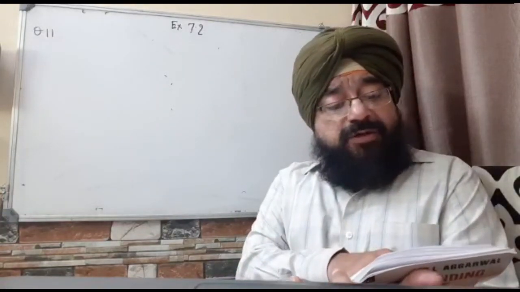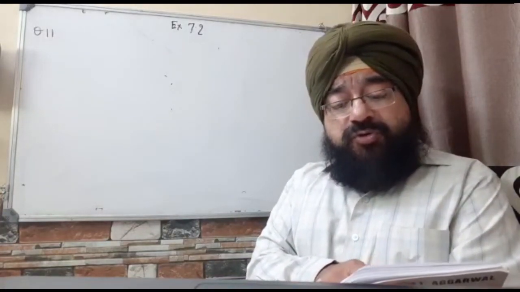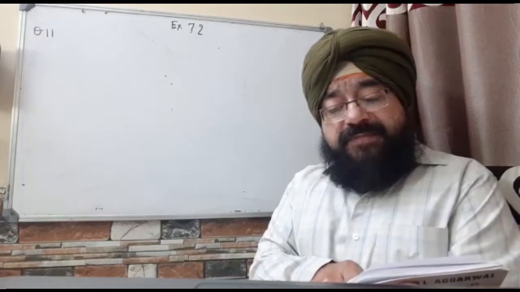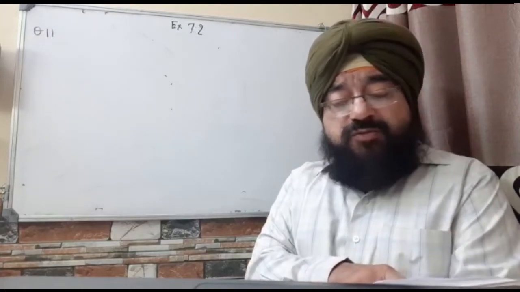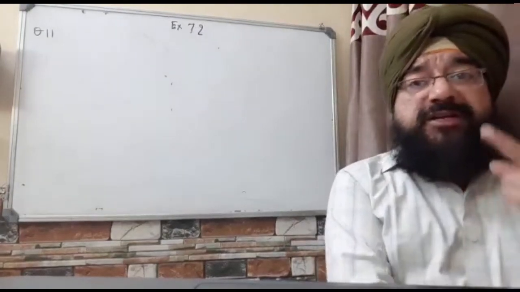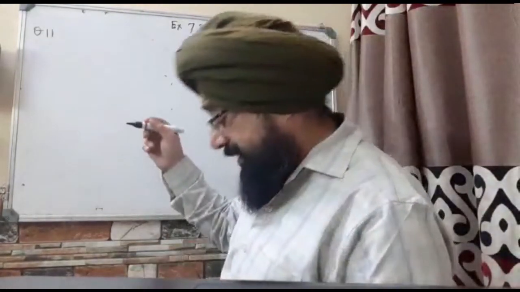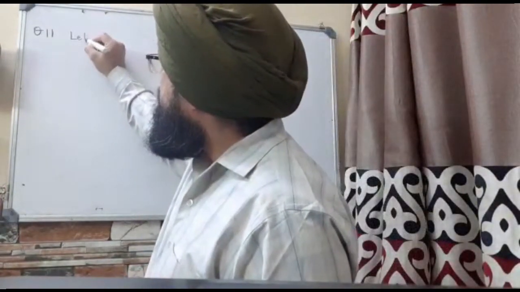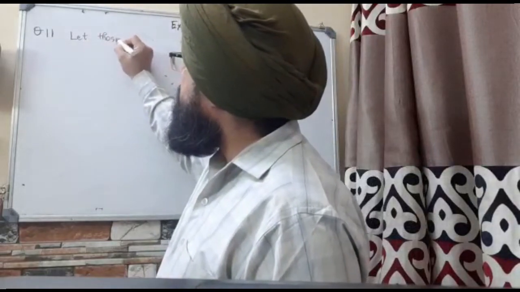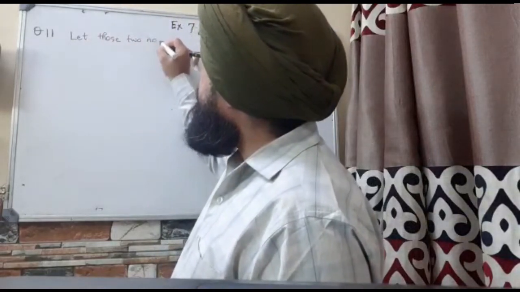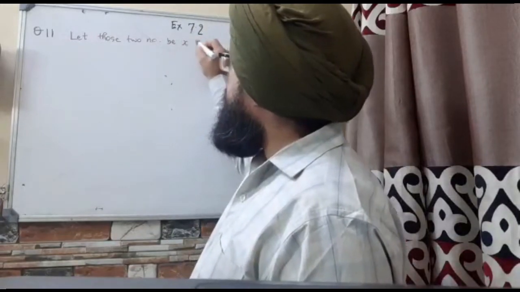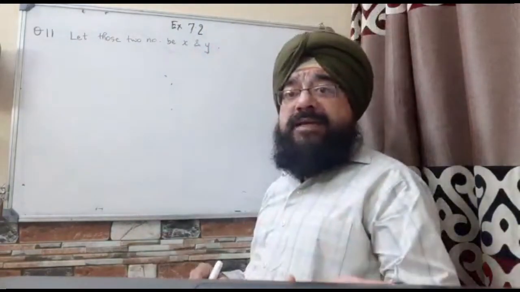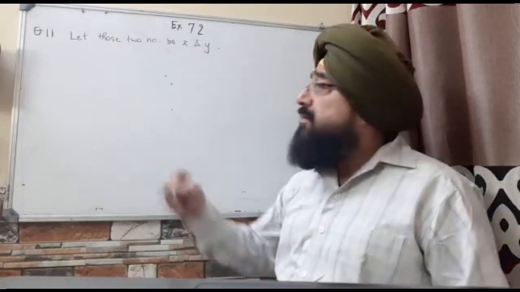It says find two numbers such that the mean proportion between them is 28 and the third proportion to them is 224. So we need to find two numbers. So let us say, let those two numbers be x and y. You could have taken it as a and b as well. You could have taken any two alphabets.